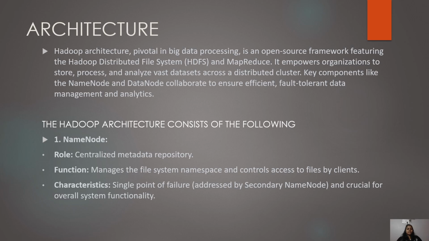The first is the name node. The role of the name node is a centralized metadata repository. The function is that it manages the file system namespace and controls access to files by clients. Characteristic: single point of failure, addressed by the secondary name node, and crucial for overall system functionality.